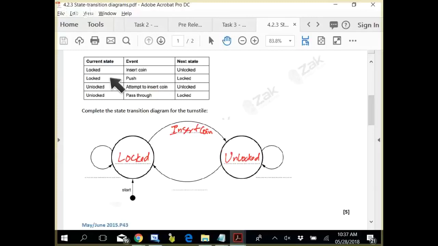All right. Second, if it is locked and we push, it remains locked. Third one is, it is unlocked and we attempt to insert the coin, it remains unlocked. And if it is unlocked, we pass through, it gets locked. That's it. This is what you have done. Understood? Let's solve one more.